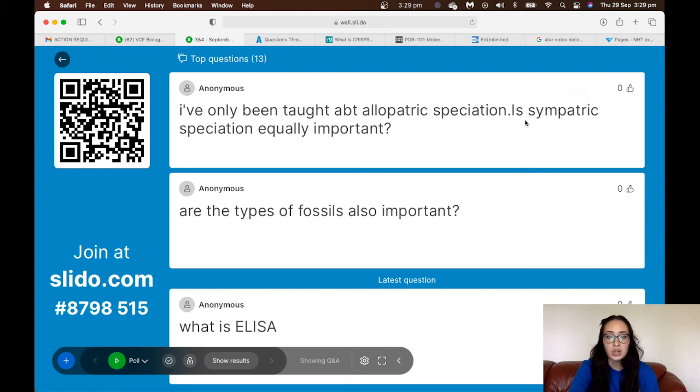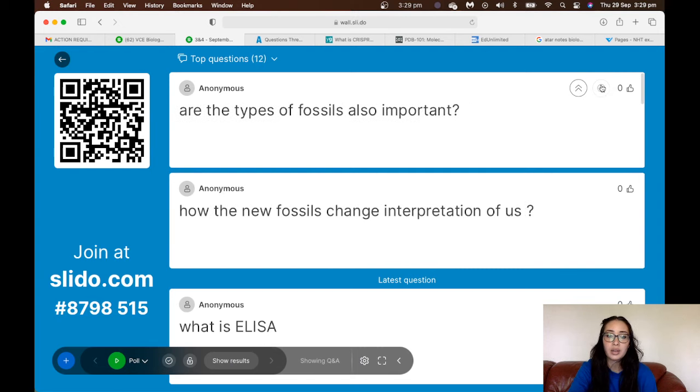Sympatric speciation is important. I'd recommend writing it down and looking it up. And if you do point out the whole study design, you'll see that it's there and you have to memorize it and learn about it anyway. The types of fossils are also important. So like trace fossil, biosignatures, cast fossils, need to know all of them.